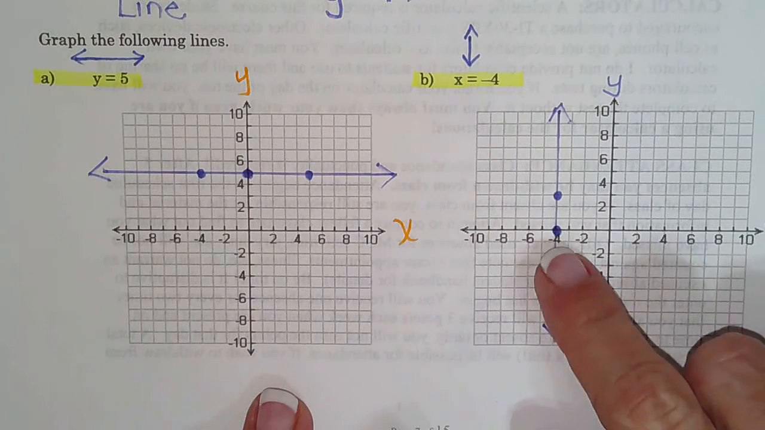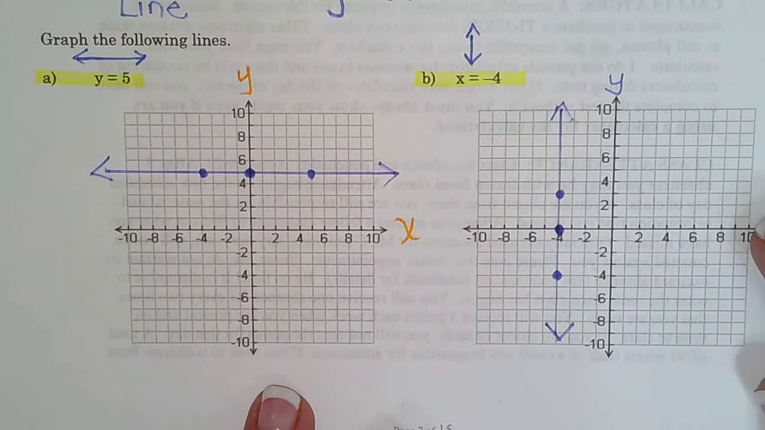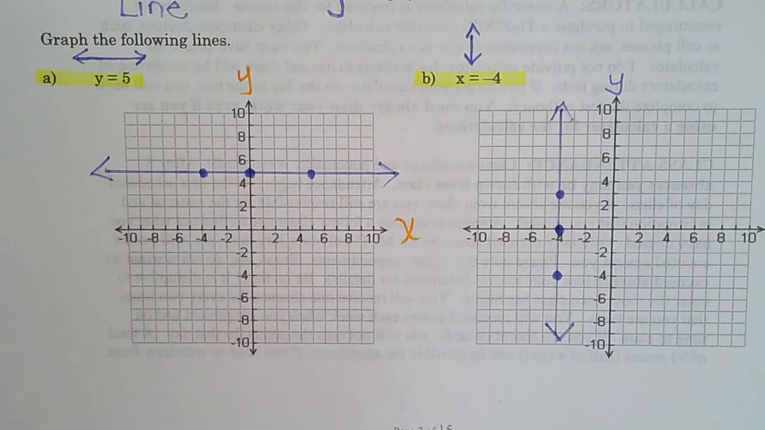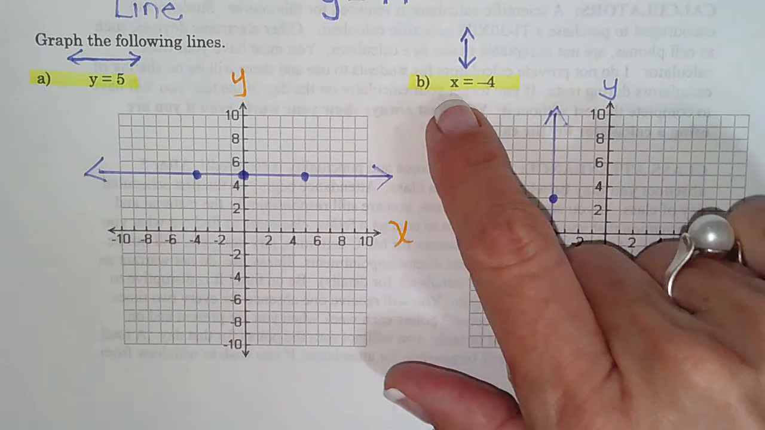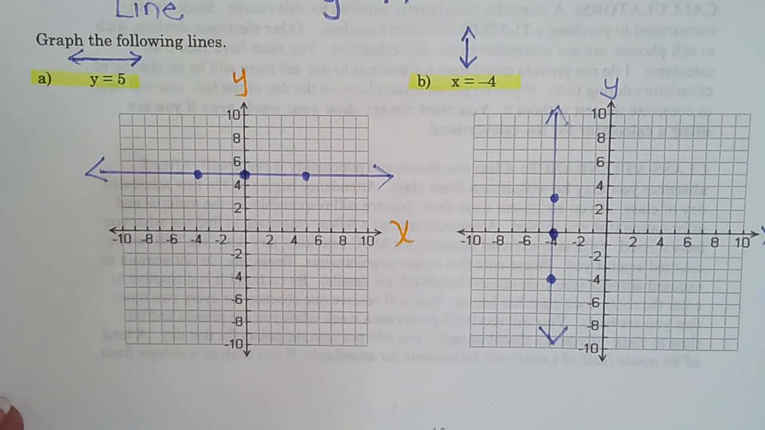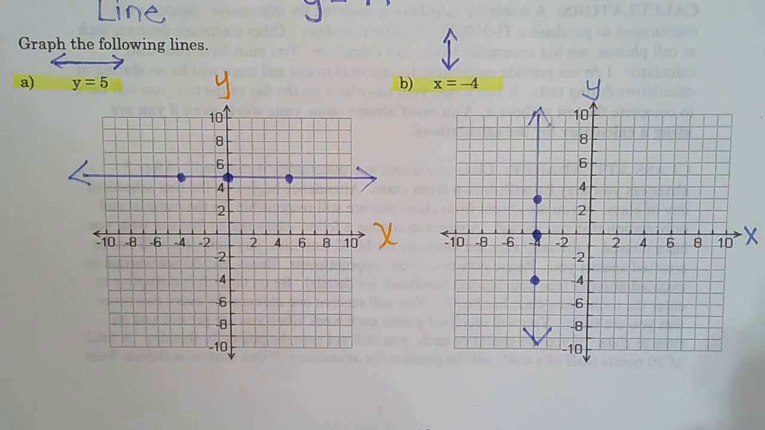I'll have some students put the point there and then draw right on top, and I'm thinking, well, that doesn't just go through the y-axis or x-axis, that goes through the x and y. So make sure your line only passes through the x-axis at -4.